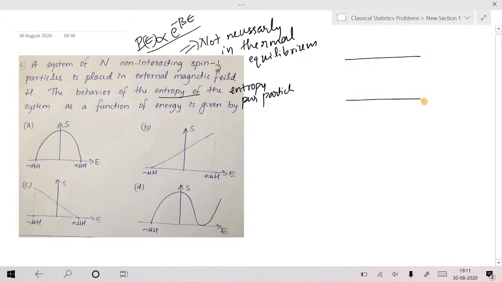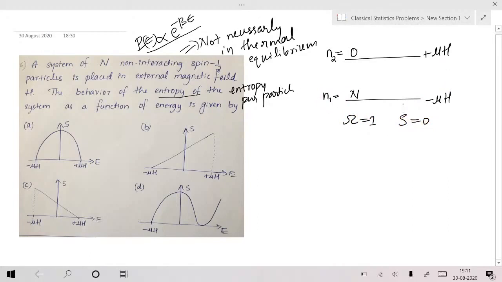In this situation, you have N non-interacting particles with lower energy minus mu h and upper energy plus mu h. Now, what is the minimum value of the entropy? The minimum value of the entropy is when all particles are here, isn't it? Zero particles here. N1 is equal to N, N2 is equal to 0. When all particles are here, the number of microstates is equal to 1. So in that case, your total entropy is equal to 0. S is equal to 0.